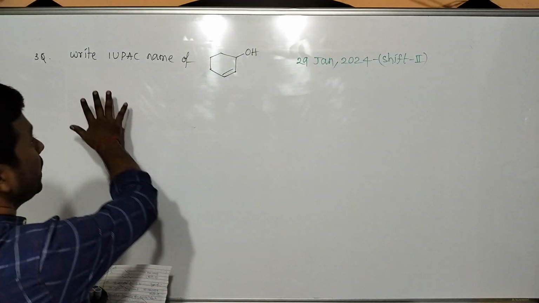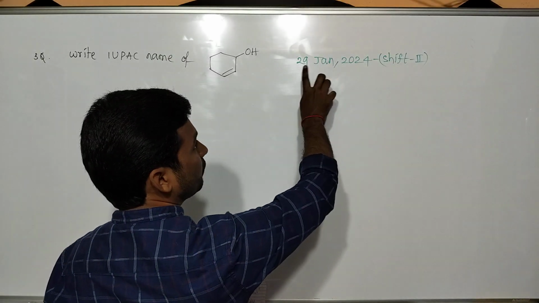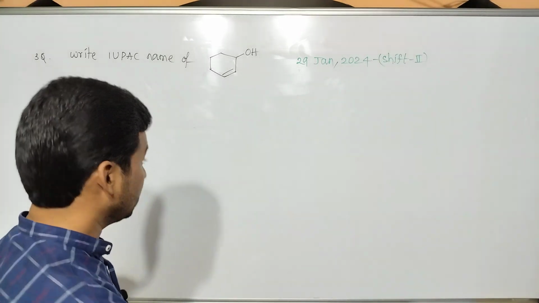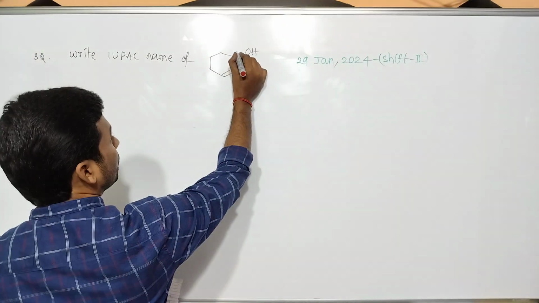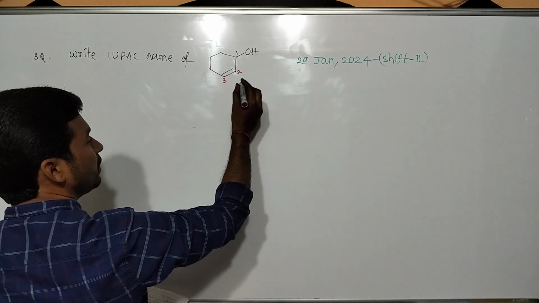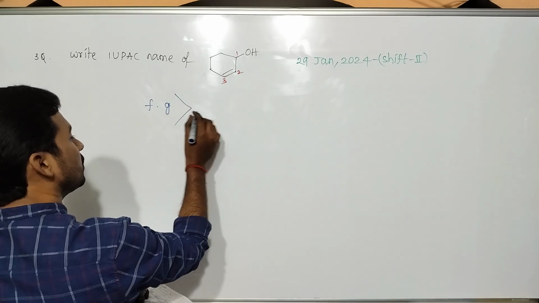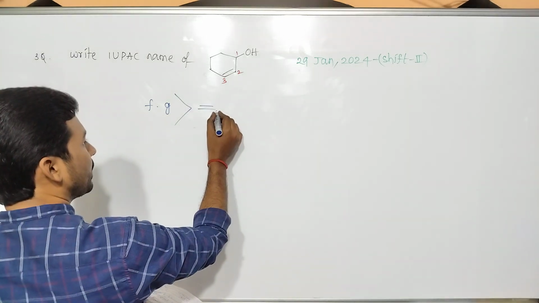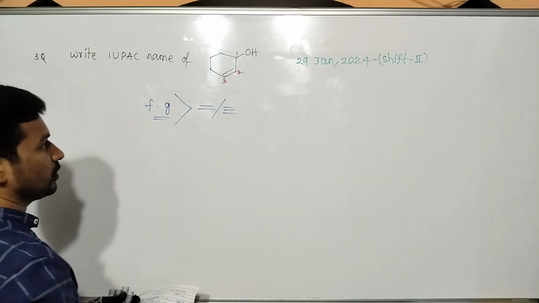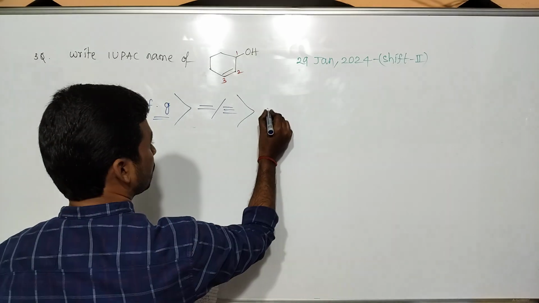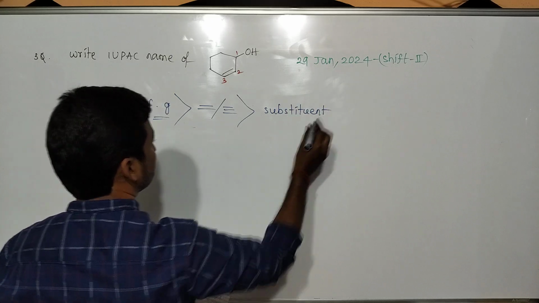Next question. Write the IUPAC name of this molecule, which was asked in 2024 January 29 shift 2. All these are JEE Main questions. How do you write the IUPAC nomenclature? First, the functional group carbon is always 1. This is 2, this is 3. Because, you know, the functional group has more priority compared to a double bond or triple bond. Give first priority to the functional group. And double bonds and triple bonds have more priority compared to substituents. So follow this order.